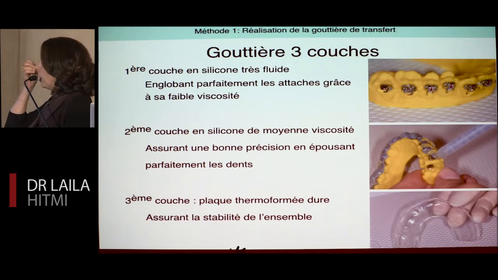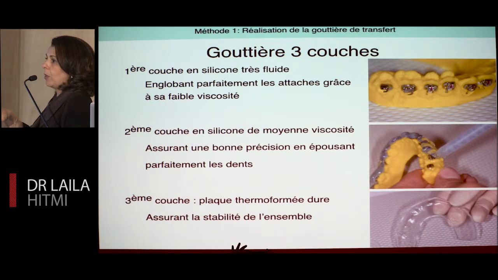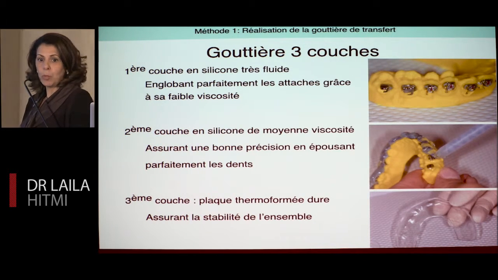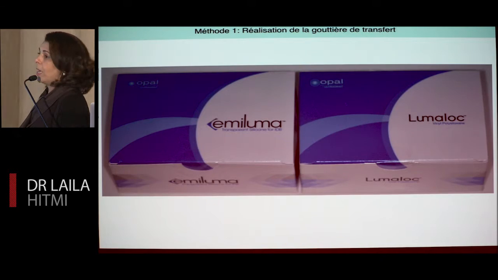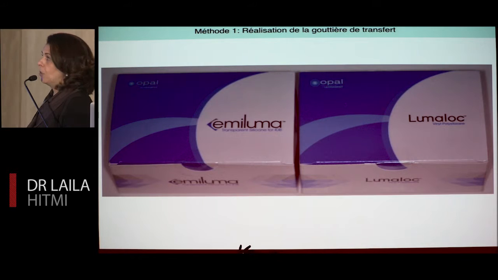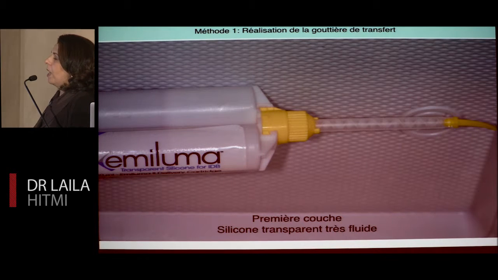First layer, the first silicone layer that includes the attachments, then immediately on top we have the second layer, medium viscosity silicone, and the third layer is a thermoformed layer. We're no longer working directly on the model, we're working on the silicone. So these are the products. The products are Ultradan, Emiluma, and Lumaloc, 2 different levels of viscosity.